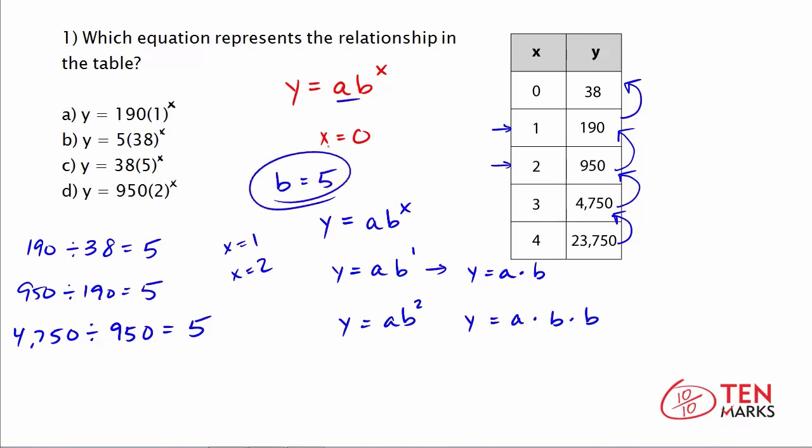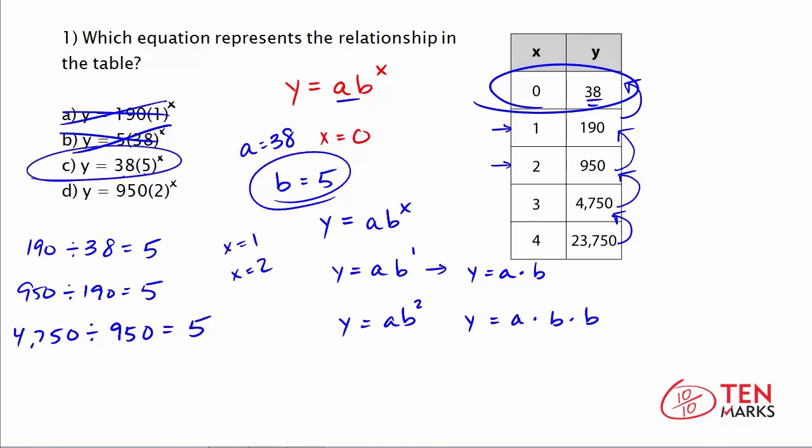Now again, the initial value. When x equals 0, what does y equal? When x equals 0, y equals 38. So that means a equals 38. So let's find something that has a equal to 38, b equal to 5. 190 times 1 to the power of x, that doesn't work. 5 times 38 to the power of x: 5 here is a, but we know that a has to be 38, so we're crossing this one off. y equals 38 times 5 to the power of x. a equals 38 in this case. b equals 5. So here we are. We've identified the correct equation.